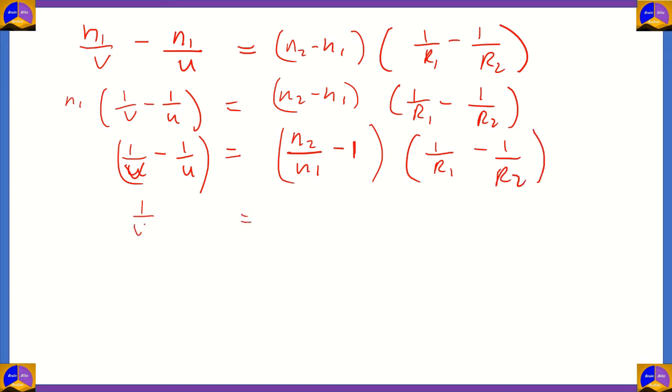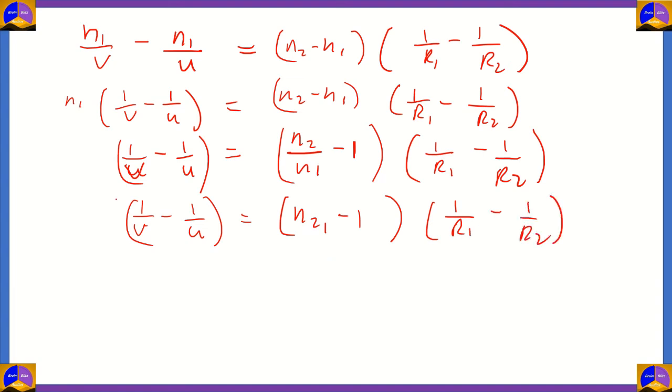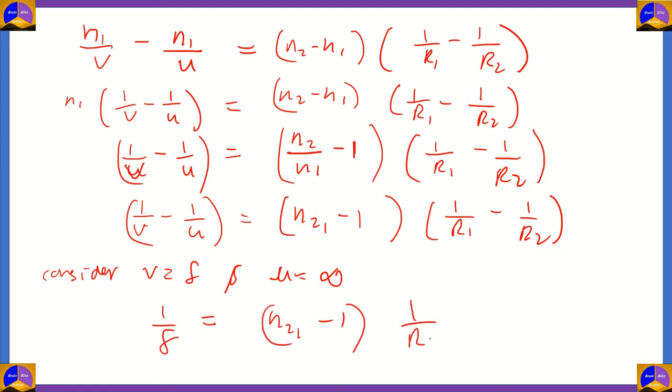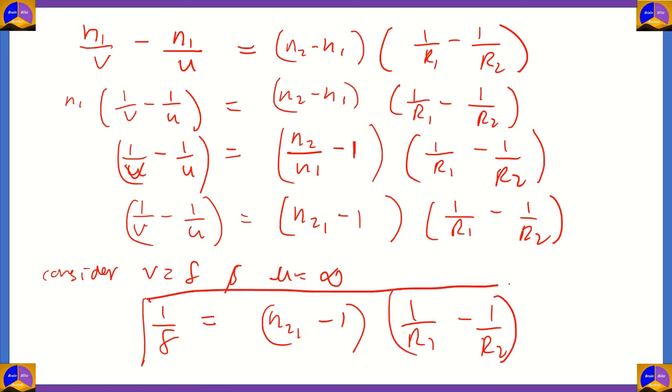So that means you have 1 by V minus 1 by U equals N21 minus 1, that is refractive index of 2 with respect to 1, times 1 by R1 minus 1 by R2. So this is a formula that is quite close to the lens maker's formula, but what we're going to do is we consider V equals F and U equals infinity. So therefore you have 1 by F equals N21 minus 1 times 1 by R1 minus 1 by R2. So this is the actual lens maker's formula.